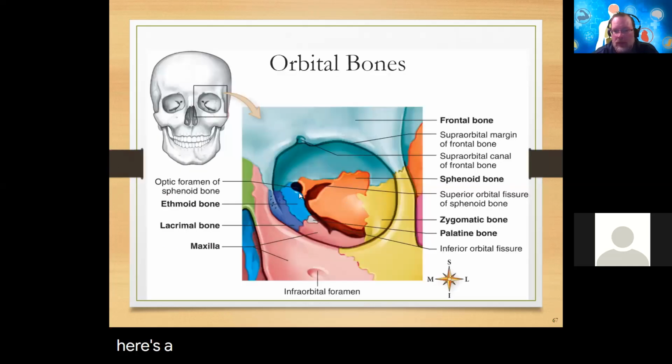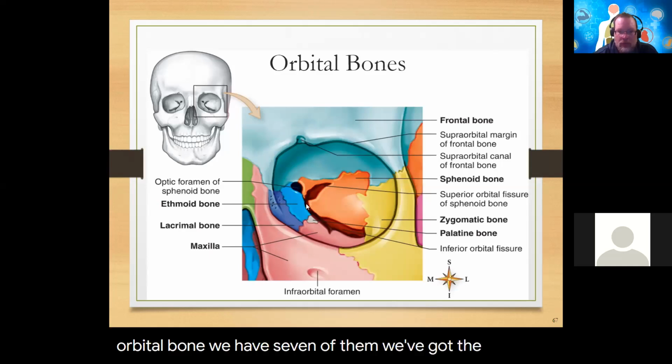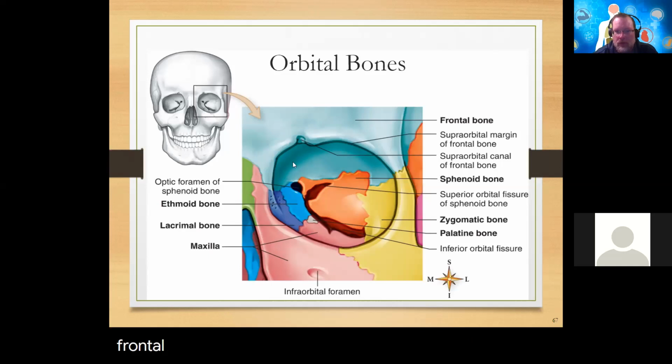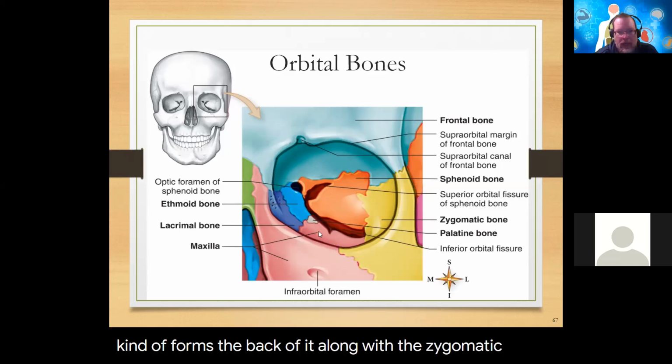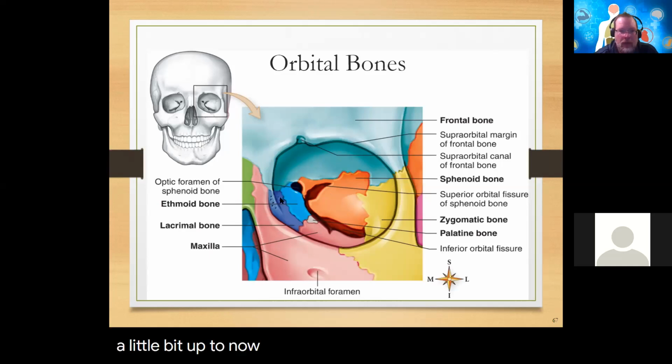Here's an orbit. You can see all of the bones that form the orbital bone. We have 7 of them. We've got the ethmoid bone that we've looked at quite extensively, and then the frontal bone forming the roof of your eye socket. Sphenoid forms the back of it, along with the zygomatic, and then maxilla. So these are all bones we've talked about up to now. We do have a new one right here. It's a paper thin, tiny bone called the lacrimal bone.